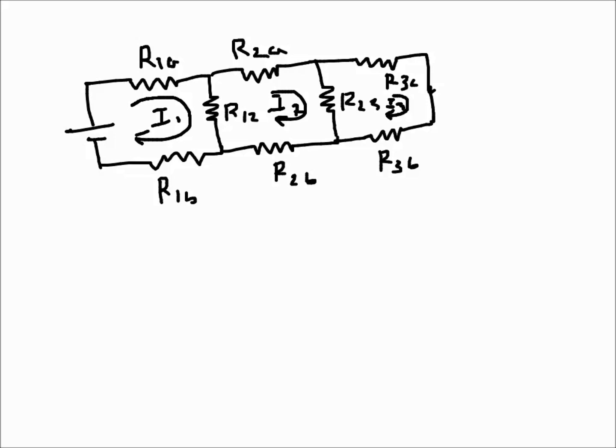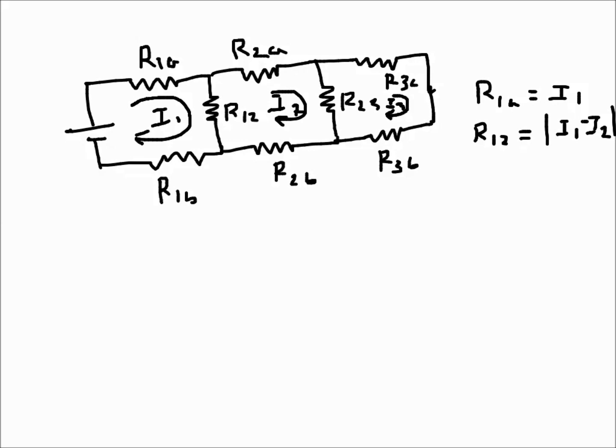Now these currents are fictitious currents. They are not actual currents. They are just used for the solution technique. So the current in branch R1A will be, after the solution, I1. Similarly in R1B it will be I1. But for R12 it will actually be whichever current is higher. But while we are writing the mesh currents, we just assign a mesh current like that.